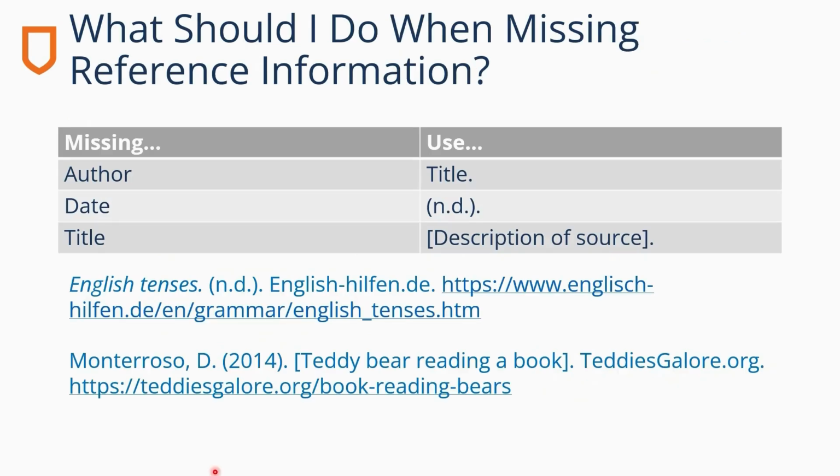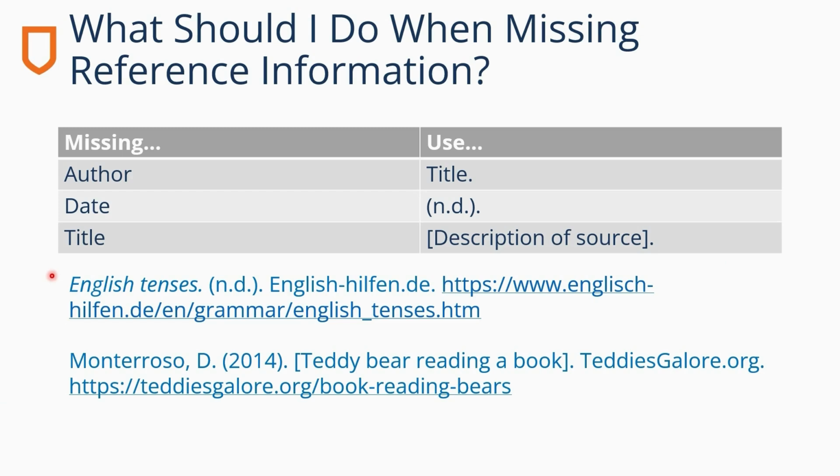We've already covered some of this, but here's an overview of what to do when a source is missing certain required information. You can come back to this slide if you're stuck. For example, if it doesn't have a listed author, use the title in place of the author. We've already covered what to do if no date is listed: ND. And if there is no title, which may happen occasionally with images, for example, provide a description of the source in square brackets.